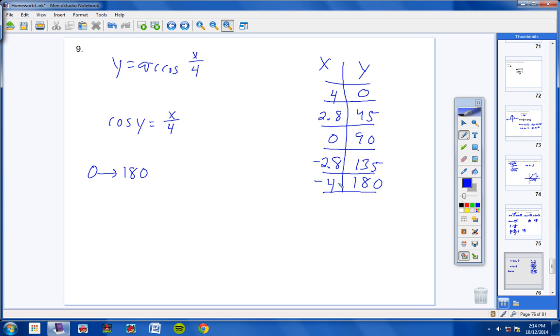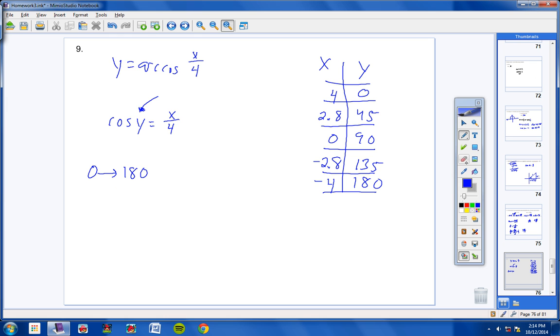Now, some of you need to check your work here. One person used like 1, 2, and 3 for their y's, and I'm not sure where that came from, but y is your angle, and we're dealing with arc cosine, so whenever we put angles in for y, it's got to be between 0 and 180, okay?